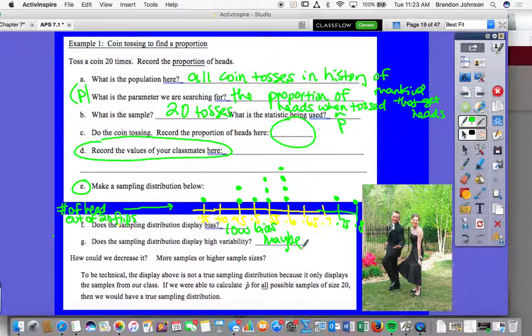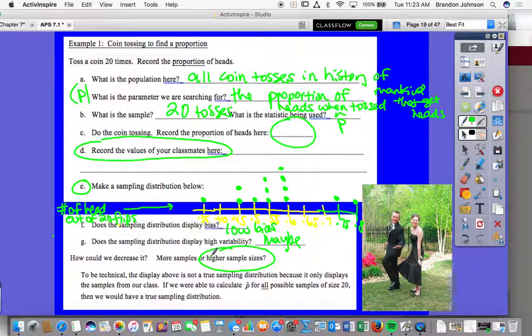Max, you with me? Just want to make sure you're with me. How can we decrease variability? We said it. Increase the sample size. So we say more samples? No, higher sample sizes. Okay? Higher sample sizes.